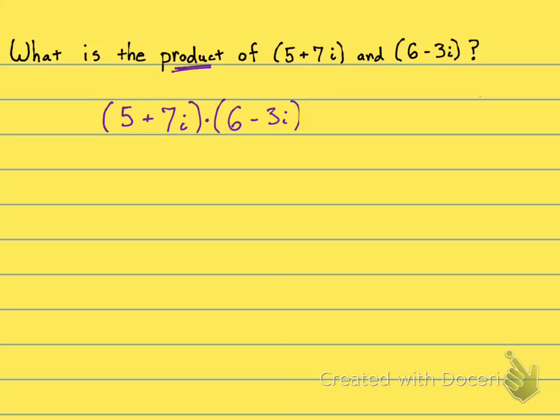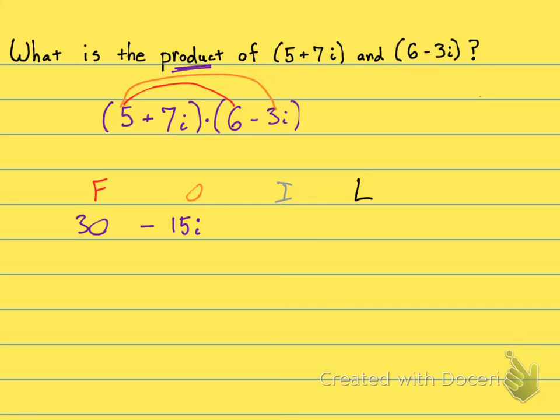All right, and if you remember how to do that, we do what's called foiling. First two, outer two, inner two, and last two. All right, so we're going to multiply the first two. 5 times 6, and that gives us 30. Then we're going to multiply the outer two. 5 times a negative 3i. So it's going to be negative 5 times 3 is 15i.